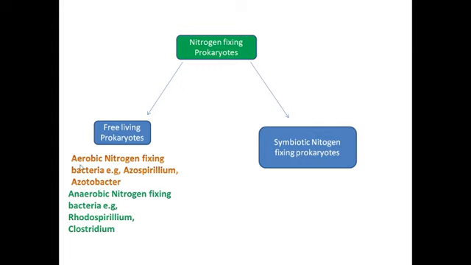So how does nitrogen fixation take place in aerobic ones? They fix nitrogen in specialized cells called heterocysts. Fine. And in symbiotic ones, they establish a relationship with their plant. They form what are called nodules. Tomorrow we'll be studying the symbiotic nitrogen fixing prokaryotes.